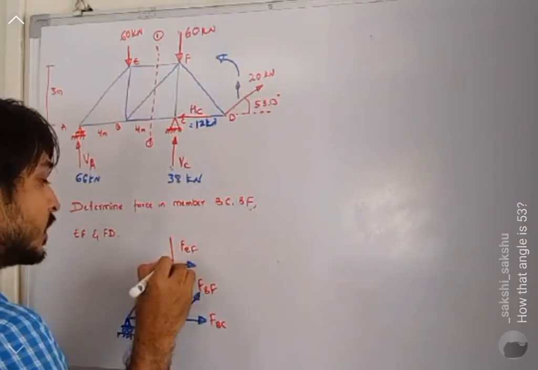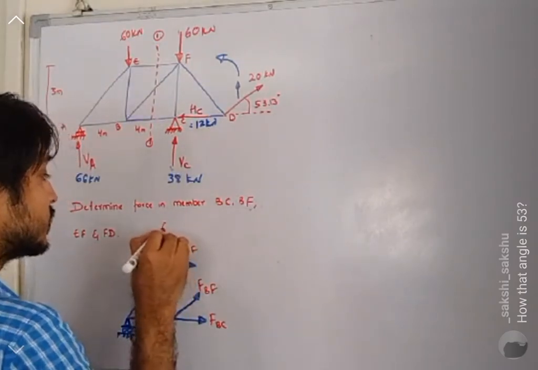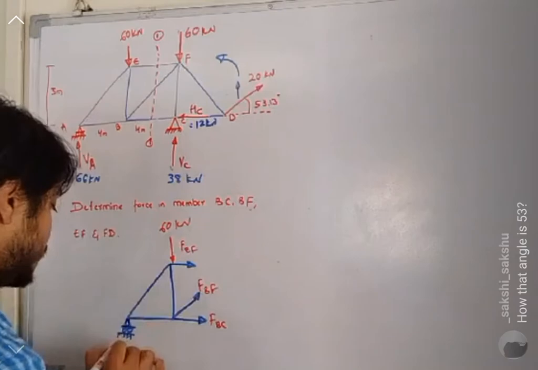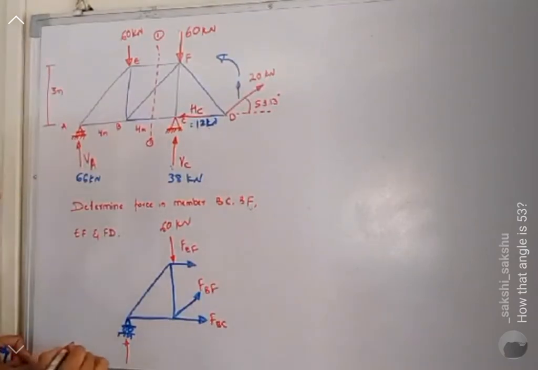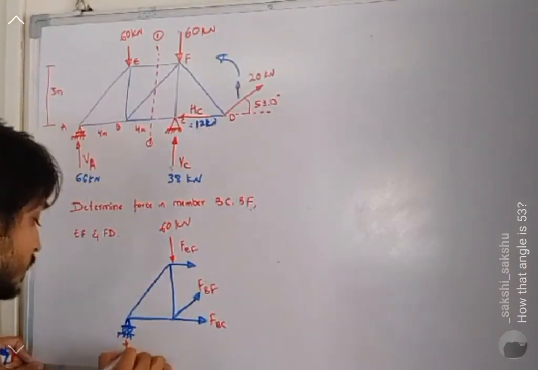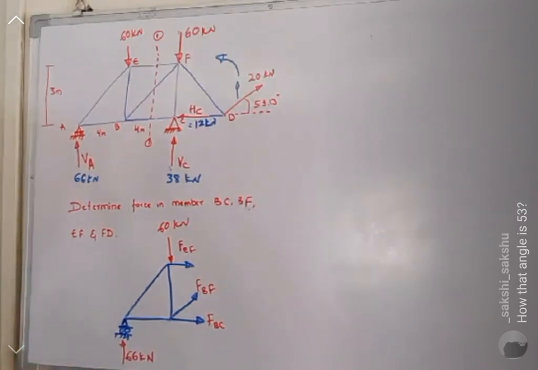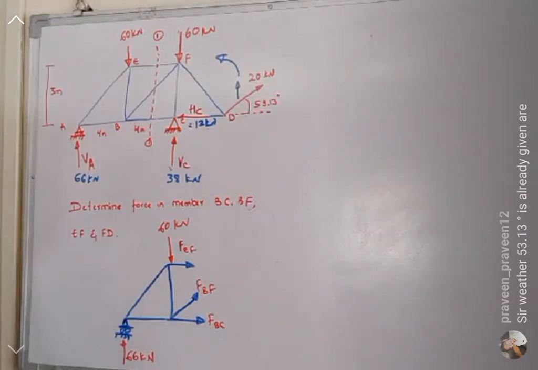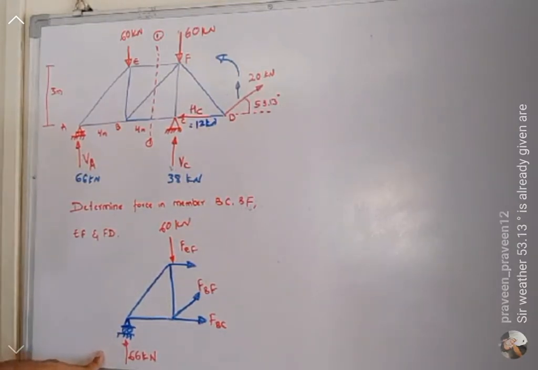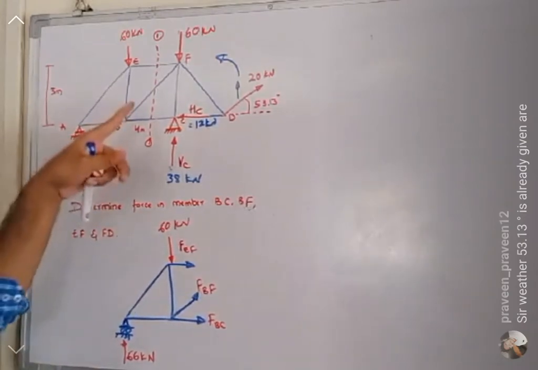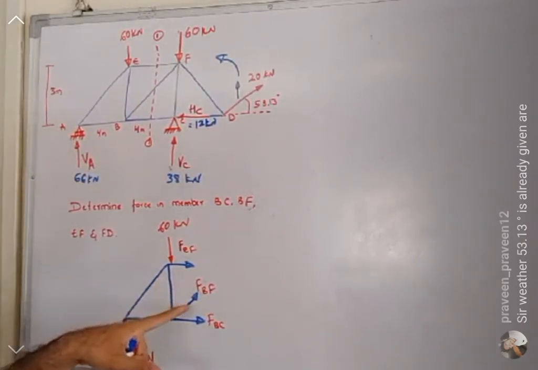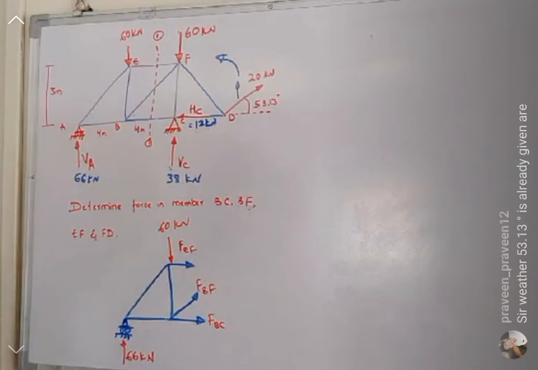160 kilonewton is there on the LHS of the section. So this is 60 kilonewton, and there is one support reaction, so that is 66 kilonewton. So these are the forces that we need to consider at the section. Whatever the given forces or reactions are, we have to write them, and then we have to write the forces in the members on which we have cut the section.